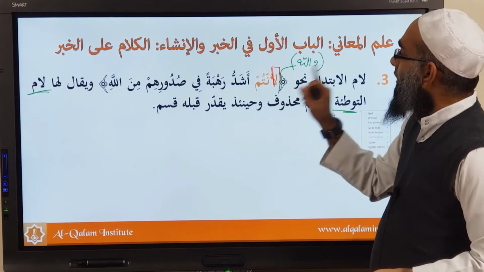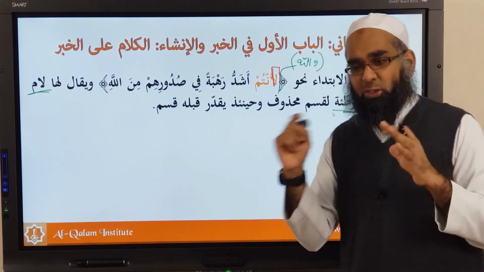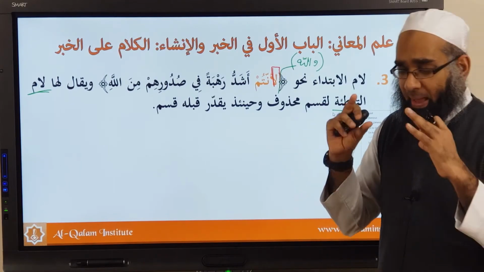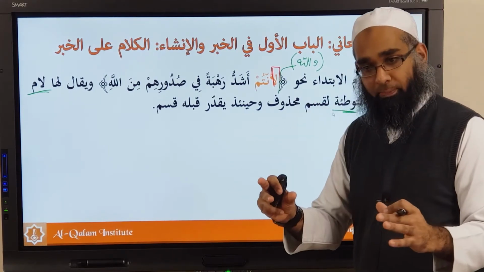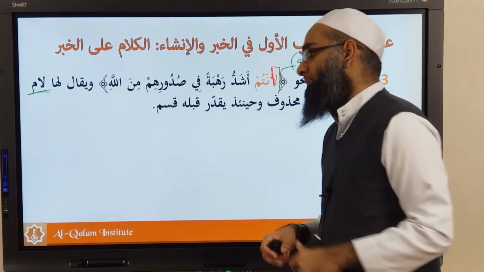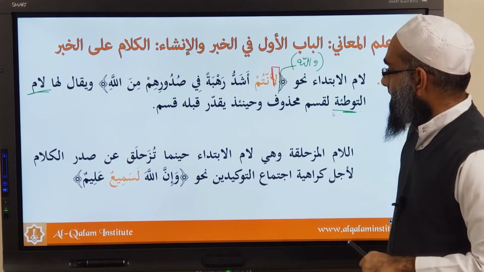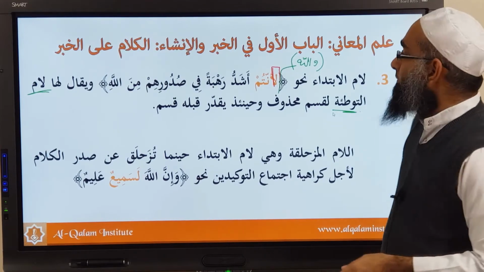And the other analysis is no, it's not hidden. It's that lam al-ibtida doesn't have a qasam before it. So lam al-ibtida, there's two ways of analyzing it. One says that it's a particle of emphasis on its own. And some say no, that lam al-ibtida is actually part of the jawab al-qasam. Okay? You got it? Right?